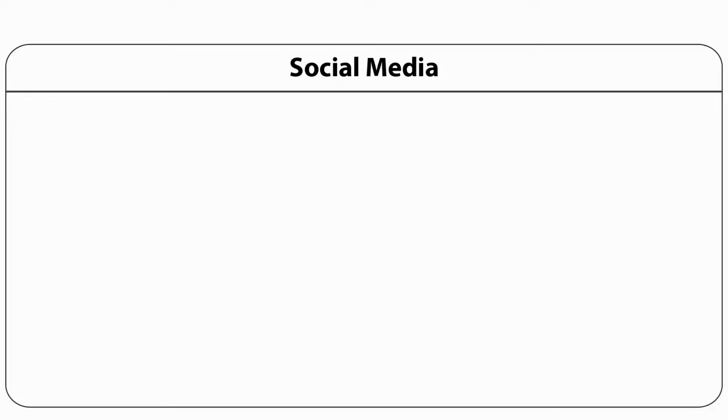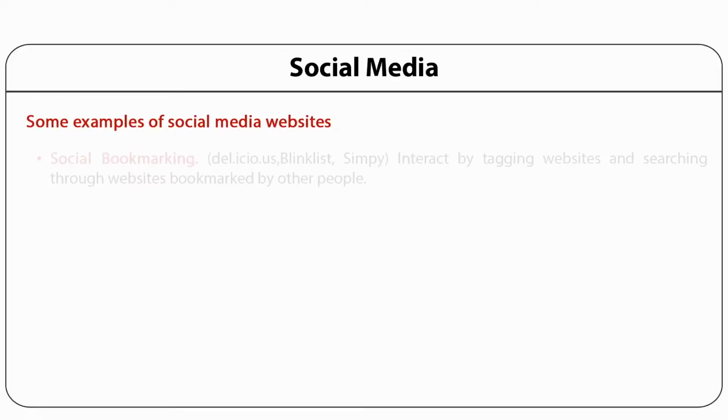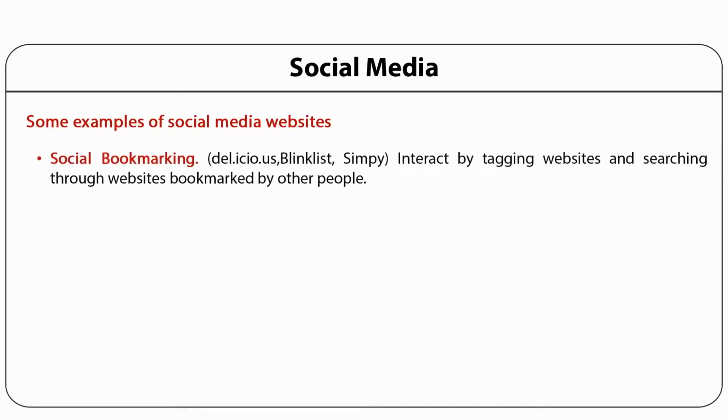Regular media is a one-way process where we can read a newspaper or listen to a report on television, but have very limited ability to convey our thoughts on the matter. Social media, on the other hand, is a two-way process that gives us the ability to communicate also. Some of the examples of social media websites are: firstly, social bookmarking. Here we can interact by tagging websites and searching through websites bookmarked by other people.